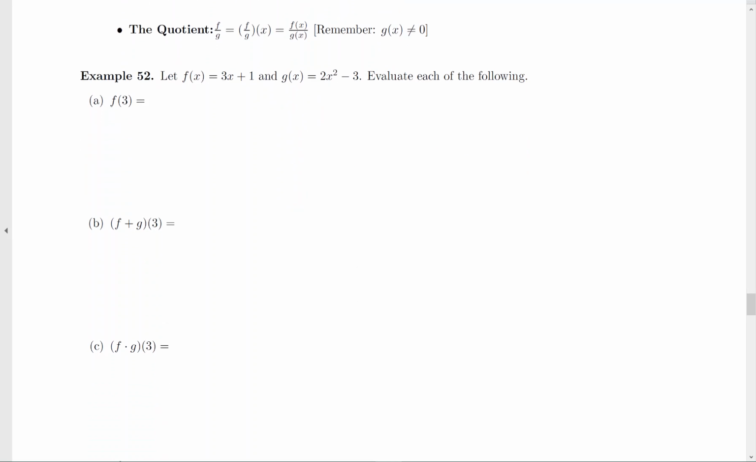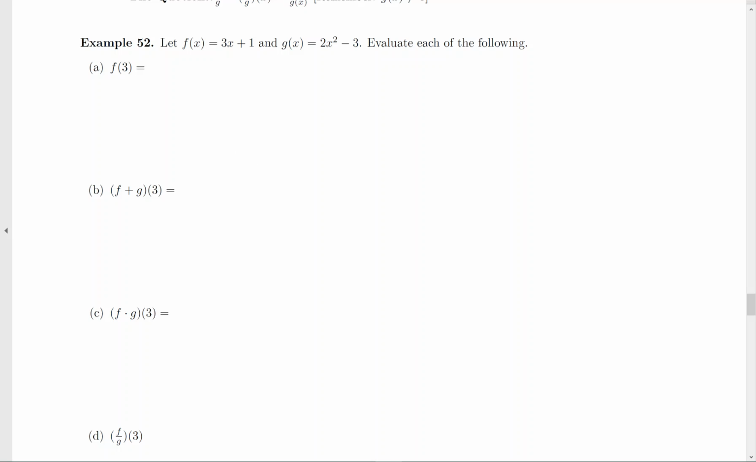Example 52 gives us two functions, f of x equals 3x plus 1 and g of x equals 2x squared minus 3. Evaluate each of the following. So we want to find f of 3. We've done this before. You go to the f function, you substitute in the number 3 everywhere there's an x. So 3 times, take out the x, and put in the number they're telling you to put in. So 3 times 3 plus 1, the number 10.